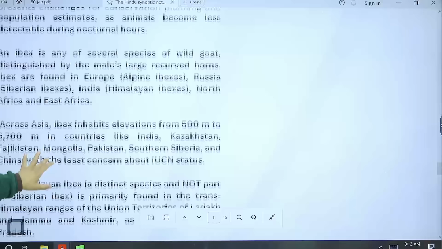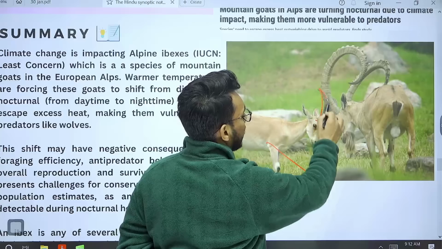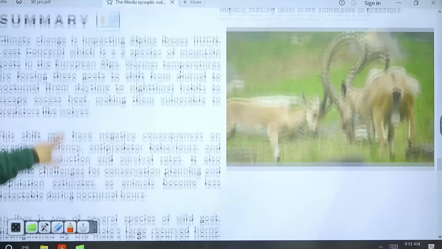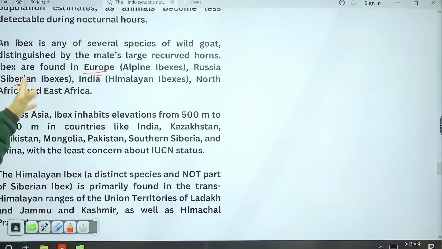Now when we talk about these ibexes, they are found in Europe. Okay, and one more very peculiar thing is there. If you see male and female, their physiology is a little bit different. Females have shorter horns, but males have curvy and much longer horns compared to the females. So they are found in Europe, the Alpine region, and Russia. In Russia, there are Siberian ibex.